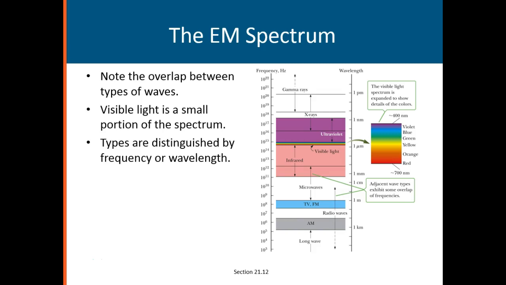The shortest wavelength of violet is at 400 nanometers. The longest red is about 700 nanometers. These are approximate numbers. Anything shorter than 400, you get the ultraviolet. Anything longer than 700, you get the infrared.